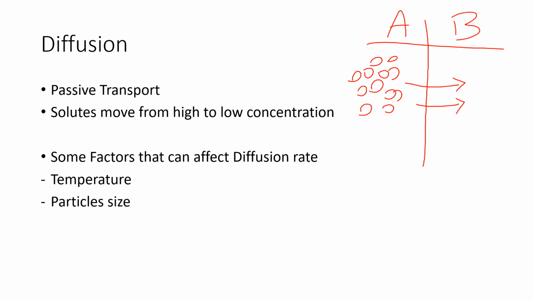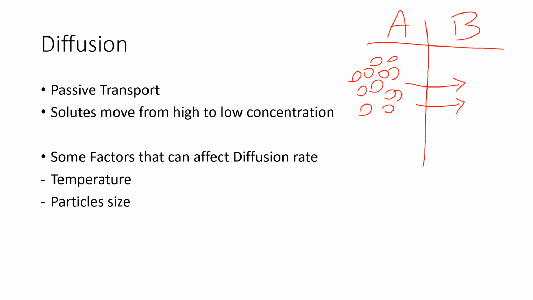Another thing is the particle size. The larger the particle size, the slower it's going to move. And so molecular weight or the particle size has an inverse relationship with the diffusion rate, because as the particle size increases, the diffusion rate is going to decrease.